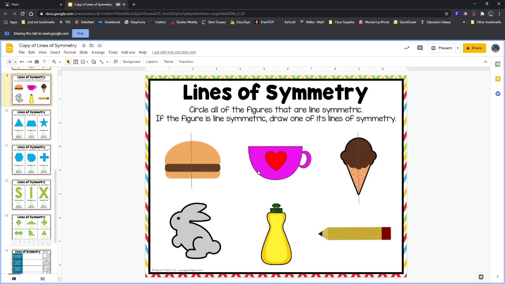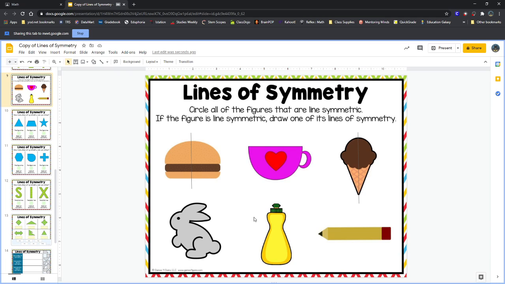What about the bunny? Does the bunny have any lines of symmetry? Yes or no? Alexa, does the bunny have lines of symmetry or no lines of symmetry? No lines of symmetry on my bunny.